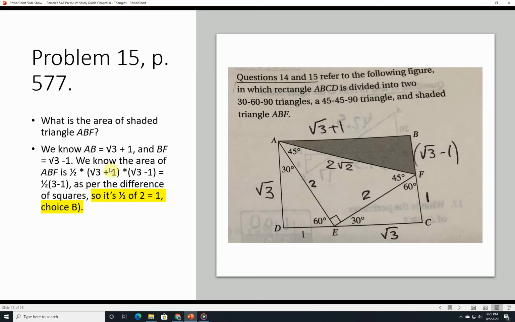So we know that the area is going to be 1/2 times root 3 plus 1 times root 3 minus 1. So by the difference of squares, that just works out to root 3 squared, which is 3, minus 1 squared, which is still 1. So it's just going to be minus 1. So that's half of 3 minus 1. We know 3 minus 1 is 2, so it's half of 2, which equals 1, which is choice B.